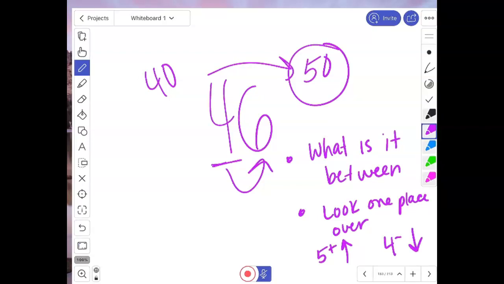Okay, off you go to do part 2. Your secret code word is rounding. Go do part 2 and then come on back for a little bit of practice.